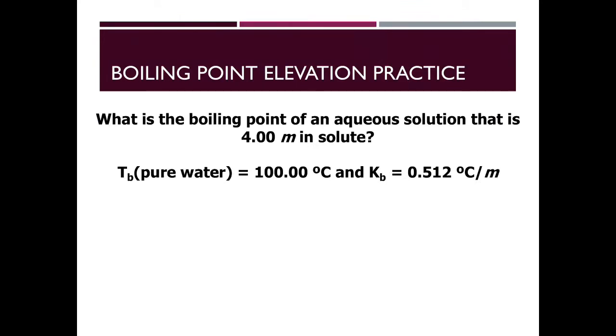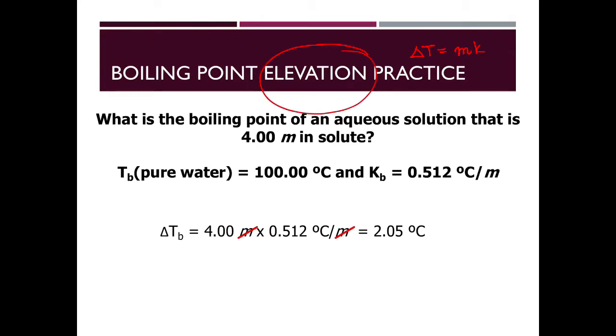So this one says, what is the boiling point of an aqueous solution that is 4 molal in solute? So it's already given to us, the molality, which is very nice of them. So we can go ahead and calculate our change in temperature. And so again, our change in temperature is always going to equal molality times K. So we have our Kb value, we have our molality, so we can just multiply those together, we get our change in temperature. Again, we're still doing boiling point elevation, so this will get added to our normal boiling point of water. So we'll do our 100 plus 2.05, gives us 102.05 degrees Celsius. Pretty straightforward.